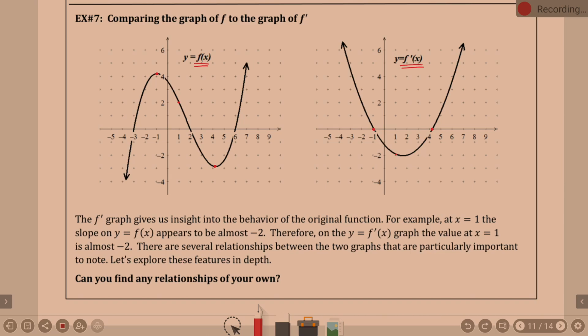Okay? A max and a min over here are zeros over there. These are all connections that we can make. Also, think about it. What is the slope here at this max and the min? 0. What is this value? 0. Okay, so things like that are good to notice. I'm trying to think what else.